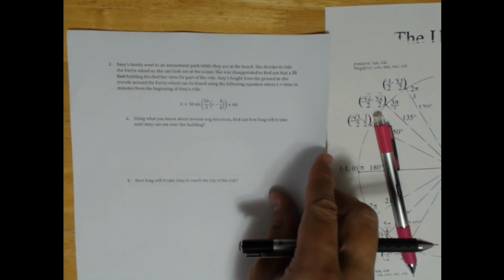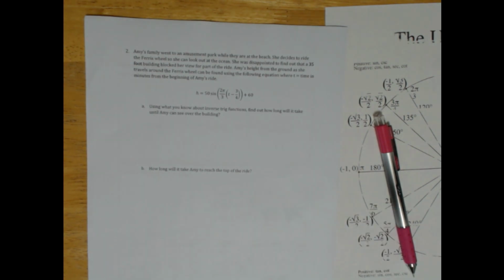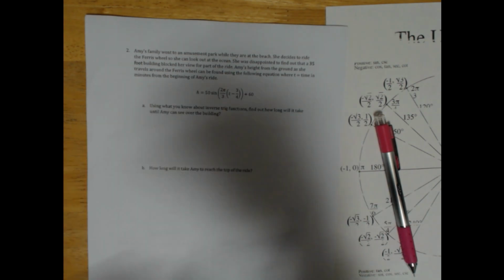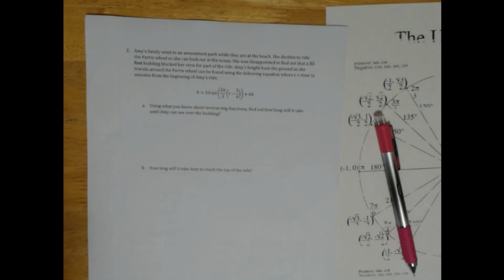Okay, another Ferris wheel problem, because Ferris wheels are quite convenient like that. Amy's family went to an amusement park while at the beach. She decides to ride the Ferris wheel so she can look at the ocean. She was disappointed that a 35-foot building blocked her view of part of the ride, and her height from the ground as she travels around the Ferris wheel can be found using the following equation.